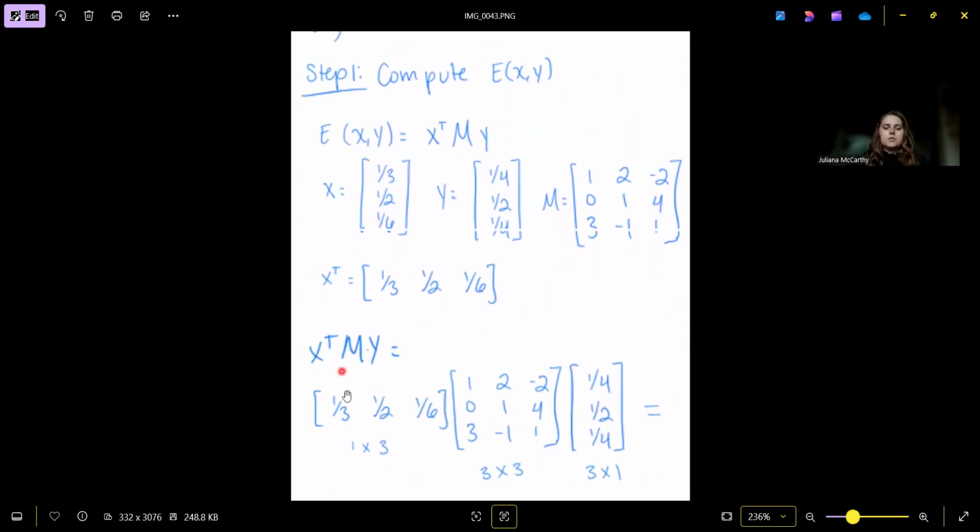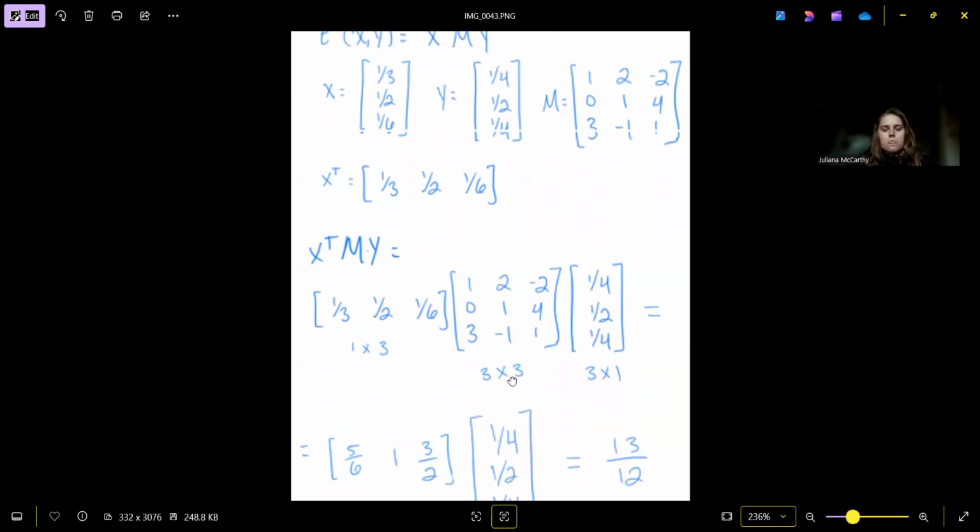So this is x transpose times m times y. And I like to just break it up a little bit. So I'm going to do x transpose times m first and find that. And then I'm going to multiply it by y. So we can see x transpose is a 1×3 and m is a 3×3. And the inside values match, the 3 and the 3. So what we're going to get is a 1×3.